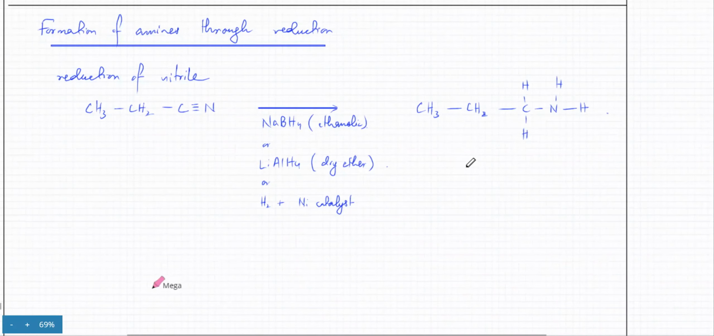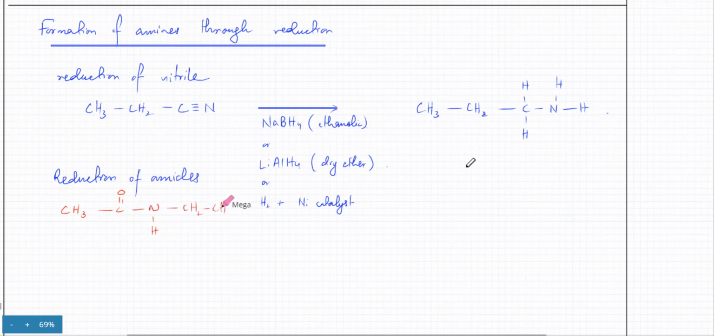The next way, which is pretty much the same, you use the same conditions, and that is a reduction of amides. So reduction of amides happens in exactly the same way. If you have an amide, for example, there is CH3. What's an amide? It has C double bond O and NH groups. And let's say there's another carbon chain here. So this middle part is the amide group. Under the same conditions, it's going to get reduced as well.